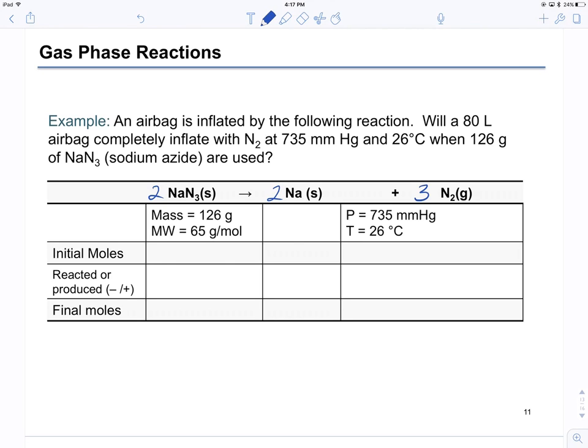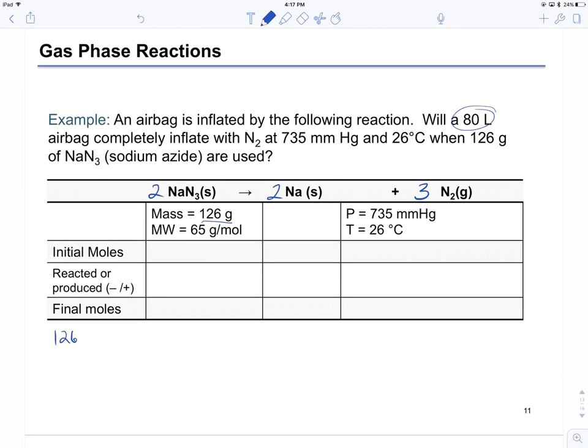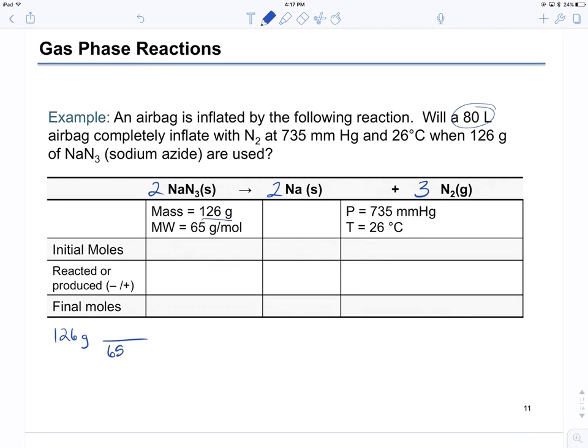And then, so yeah, let's see if this mass, 126 grams, will produce enough nitrogen gas to fill an 80-liter balloon. Okay, so we need to first balance that equation, which we've done, and then we're going to get on the mole train. So we're going to take 126 grams of the sodium azide and convert that to moles by using the molar mass.